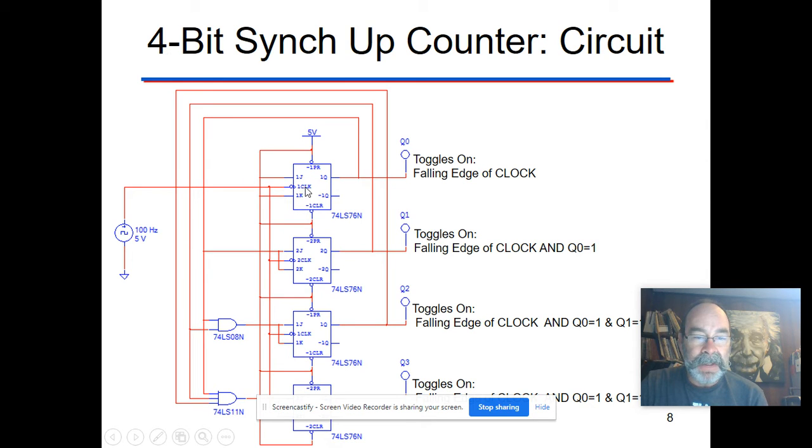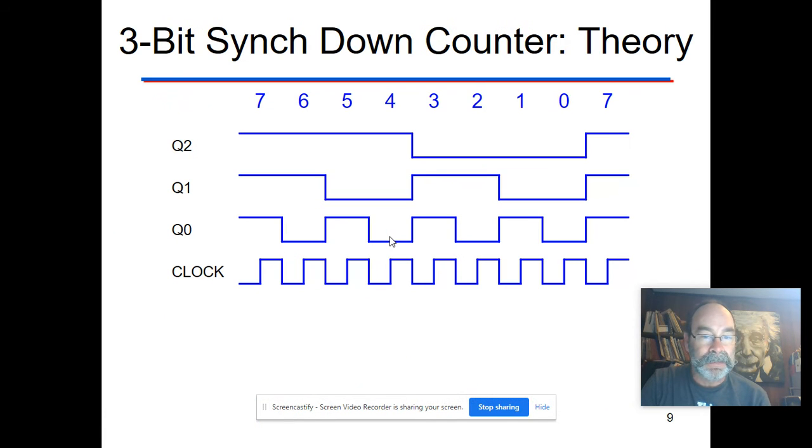The clock comes in here to the clock, goes into the clock here, goes into the clock here. These all get turned around and feed into J and K for your next one. So that's an up counter. So what's a down counter? Well, it's just like the same thing, but it's a little bit different.